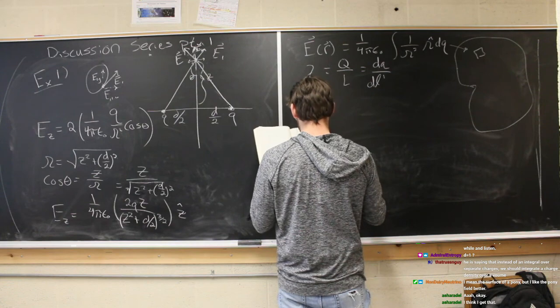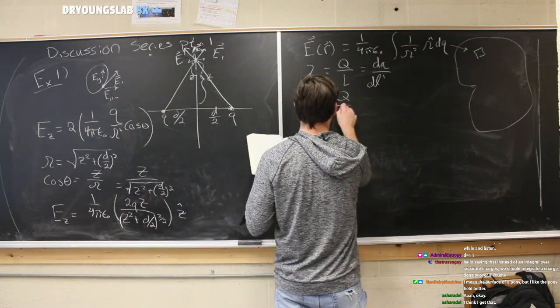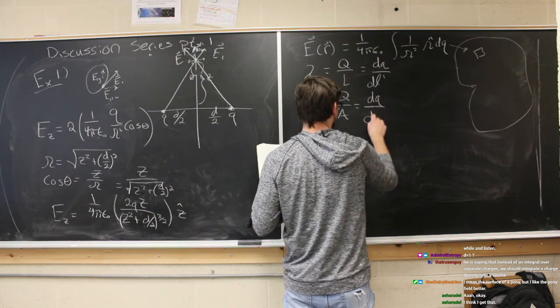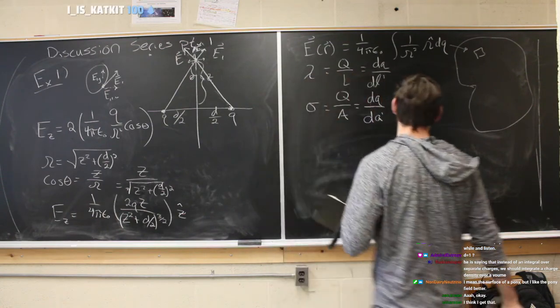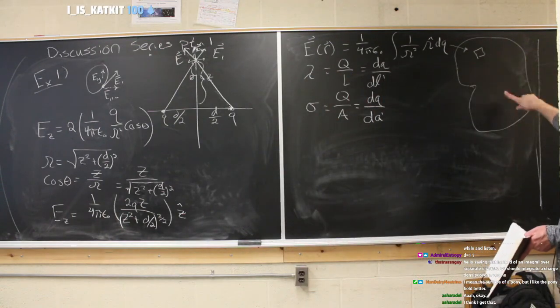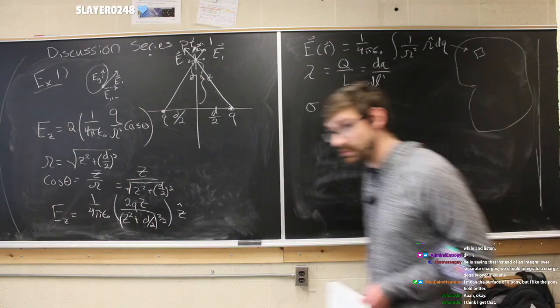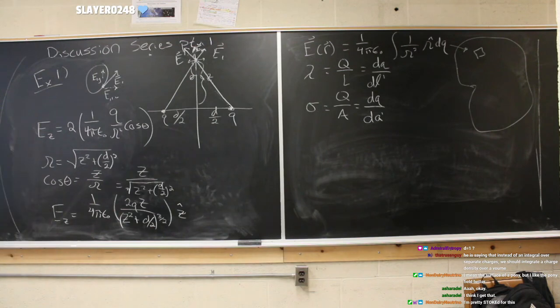an area charge density. So we could have total charge over total area, or an infinitesimally small charge over an infinitesimally small area. So notice that if this was an actual surface, we'd have a two-dimensional area with an infinitesimally small piece of that two-dimensional area, dA.